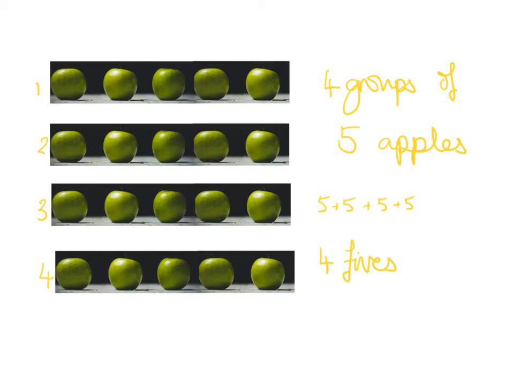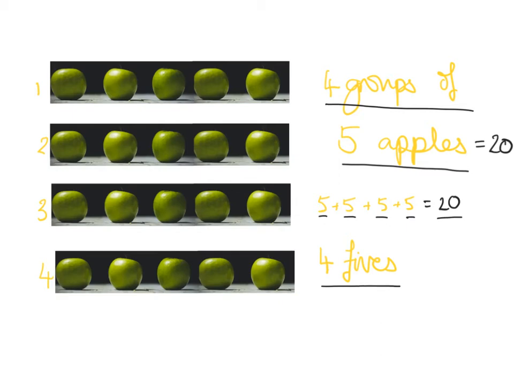Well, we have 5, first of all, 5, then another 5, 10, 15, 20. In total, we have 20 apples. So we can say 4 groups of 5 apples equals 20. We could say 5 plus 5 plus 5 plus 5 equals 20. Another way we could say it is 4 5s equals 20.